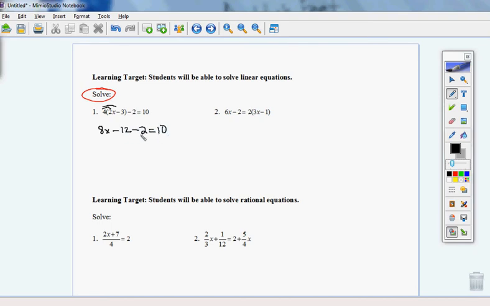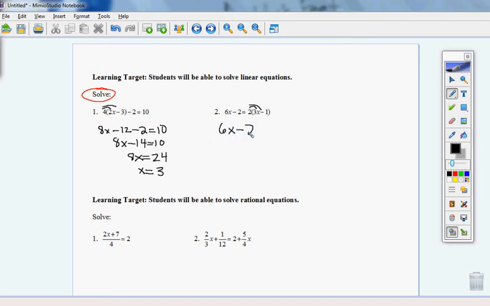Sorry about my 2's. I make them different, I don't know why. So 8x minus 14 is actually equal to 10. 8x is going to end up being equal to 24 when we add 14 to both sides. Divide by 8, and we get our 3. So x is 3, and we would plug it in and check it. Always want to do that. Works out great.